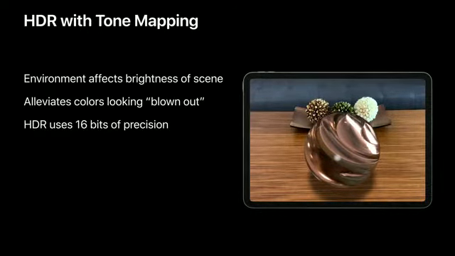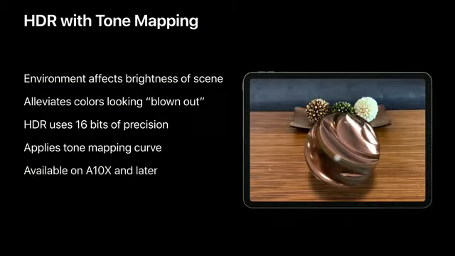Under the hood, RealityKit allocates 16 bits per color channel, and this allows for a greater range of color values to be represented and passed through the shaders. This then gets mapped using a custom tone mapping curve and rendered to the final texture. HDR with tone mapping is available on all A10X devices and later.